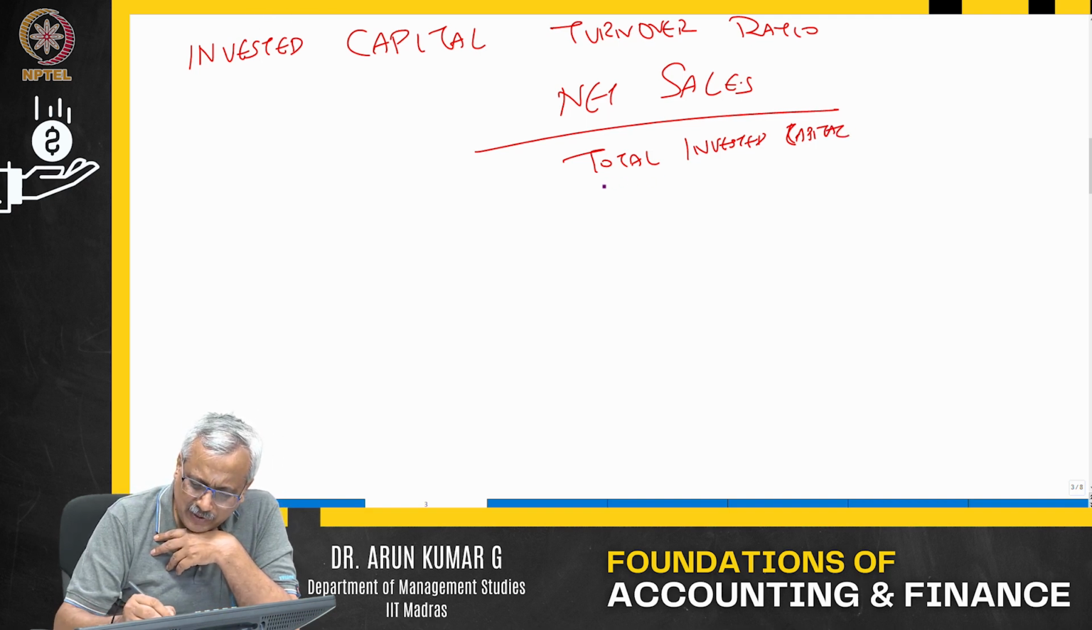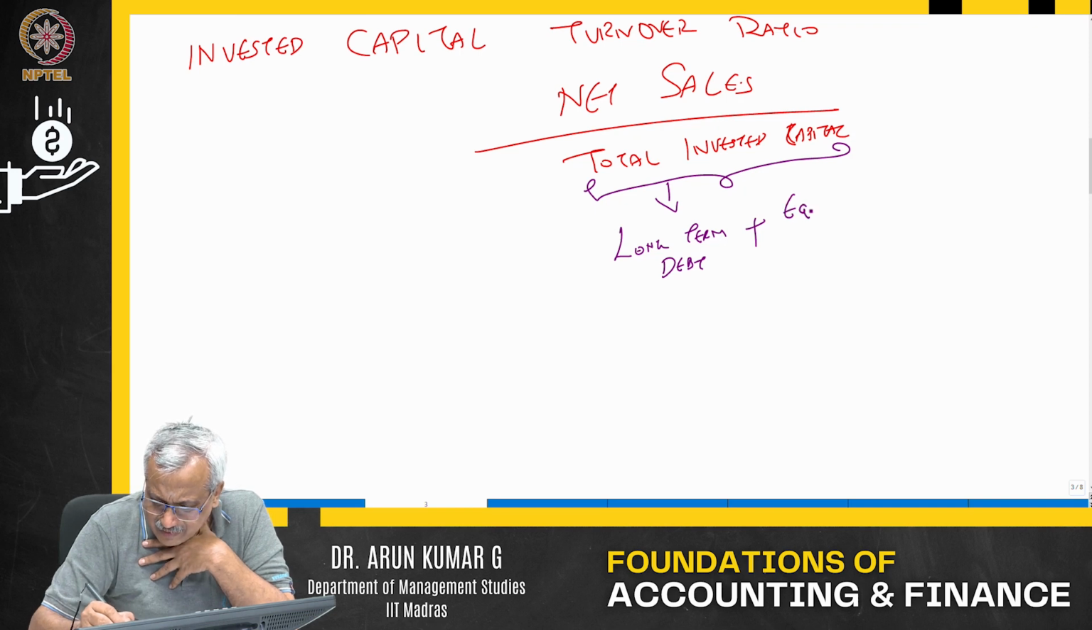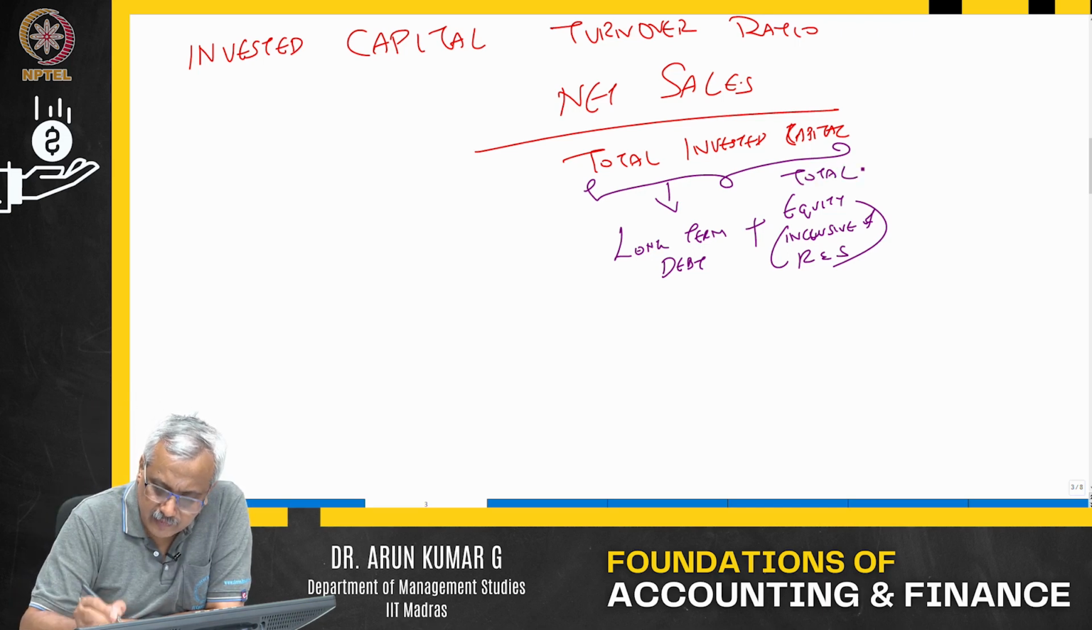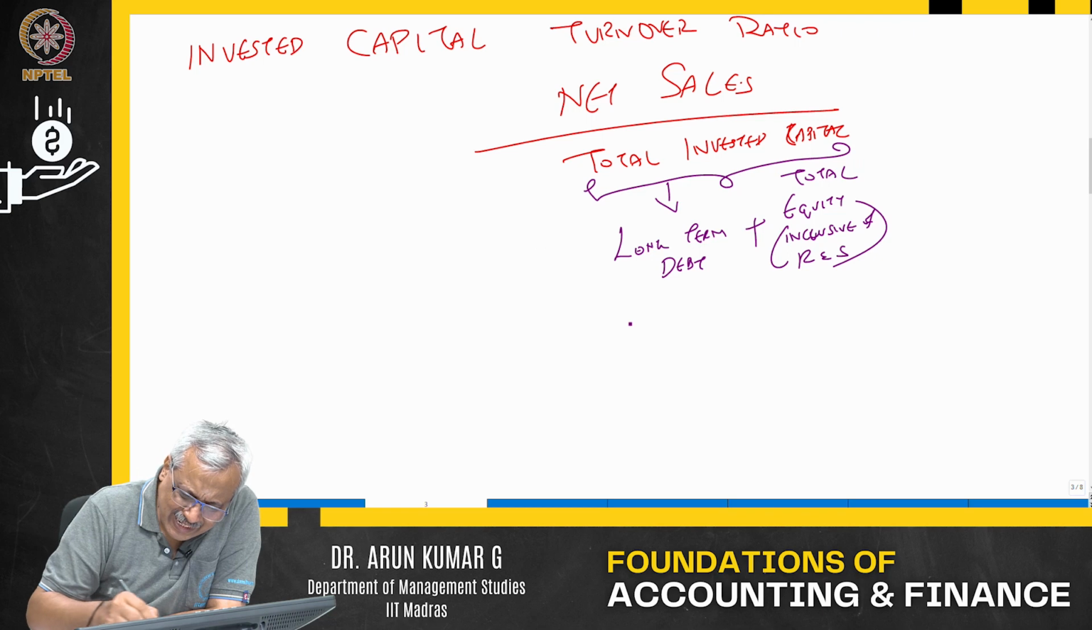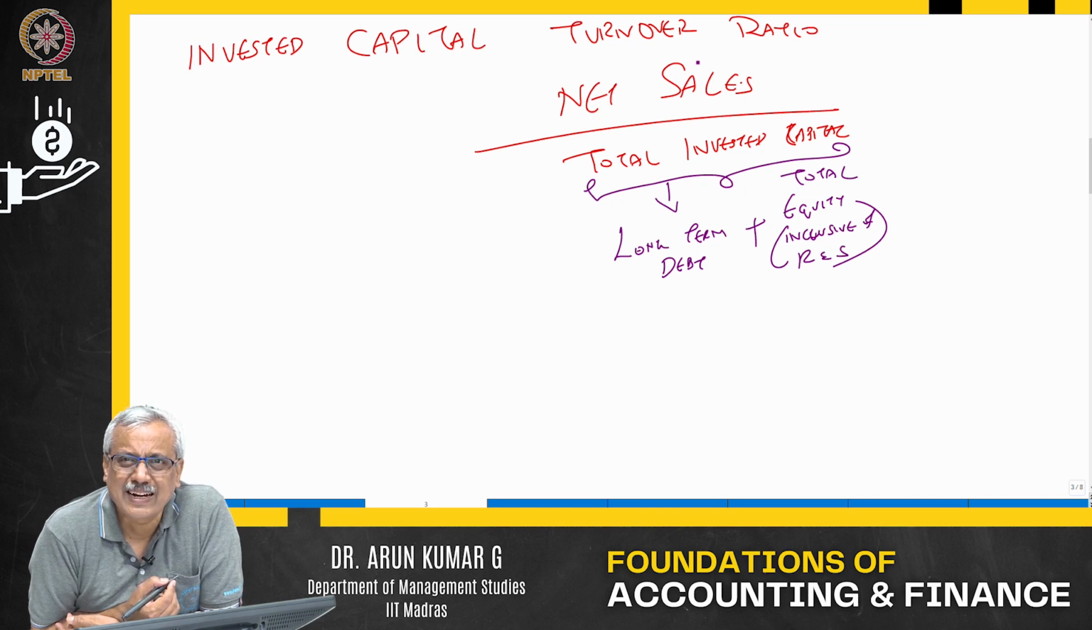Invested capital in this particular case is the long term debt plus equity, which is inclusive of reserves and surplus. The total equity, what we call it. So, what is happening? Is the capital being utilized efficiently? Is my sales sufficiently large compared to the capital that I have invested?